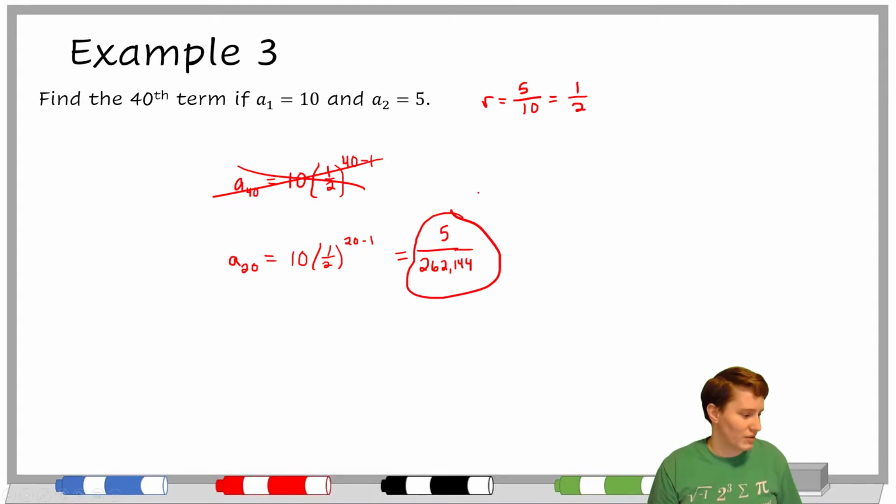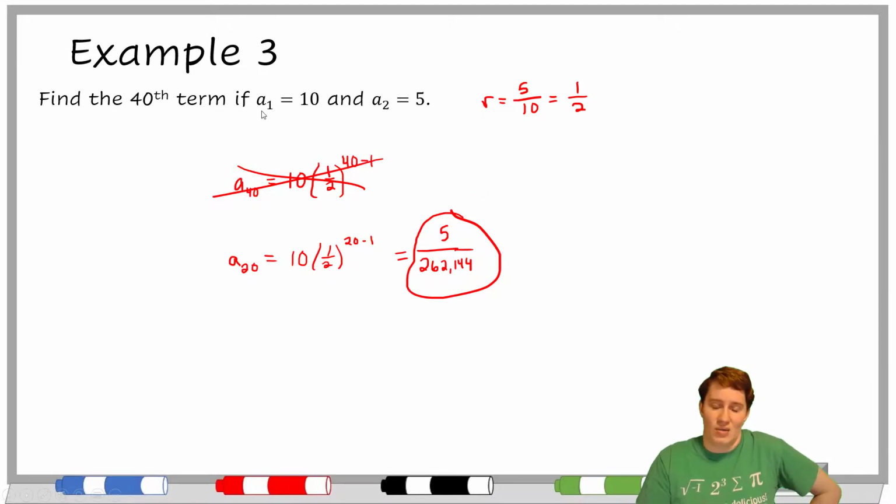So you gotta watch out. If you're making problems, at least, you gotta watch out, because with these problems with geometric sequences, your numbers either are gonna get really big or really little pretty quickly most of the time.